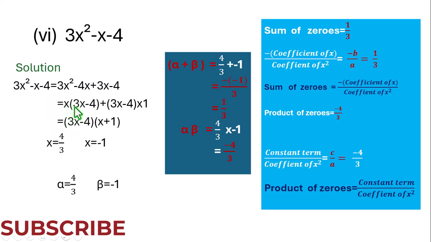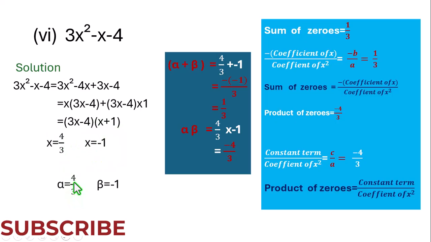From the first two terms take x as common. Then 3x minus 4. From the third and fourth terms, 3x minus 4 into 1. From the first two terms, 3x minus 4 is common. Here x plus 1. So 3x minus 4 is a factor. Then x is equal to 4 upon 3. And x is equal to minus 1.